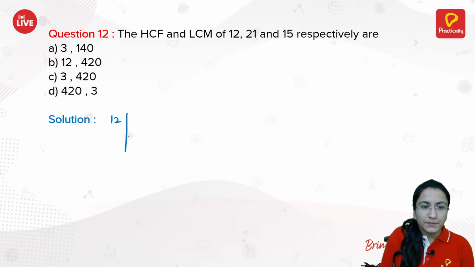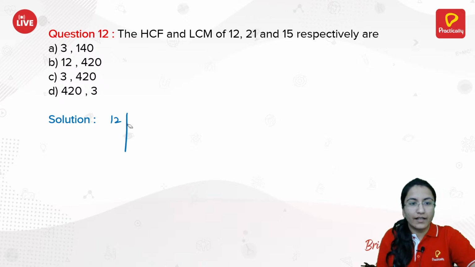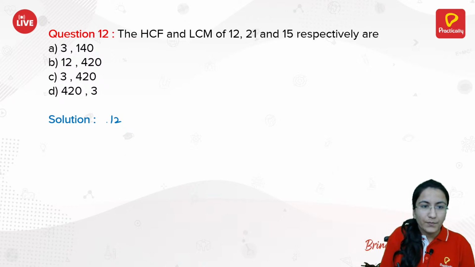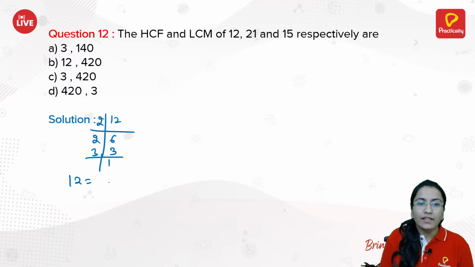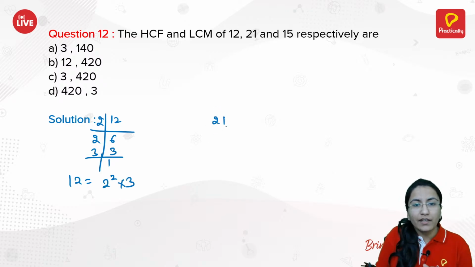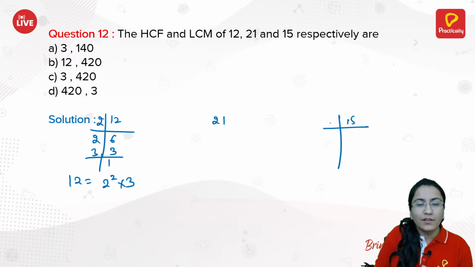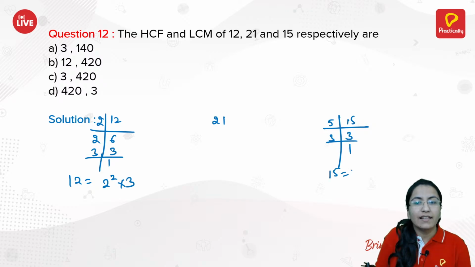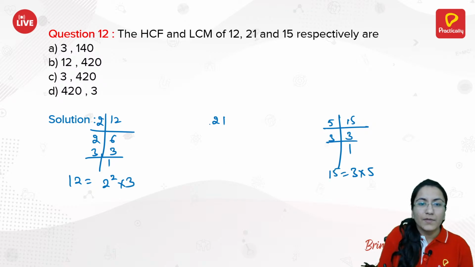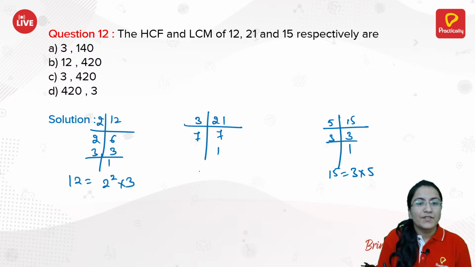We have 12. So let's just write them out. This can be written as 2, 2, 3, so 12 can be written as 2 square into 3. In similar fashion, write 21 and 15 as the product of their primes. So you have 15 as 3 into 5. Similarly for 21, you have 3, 7 and 1, right? So you have 21 as 7 into 3.